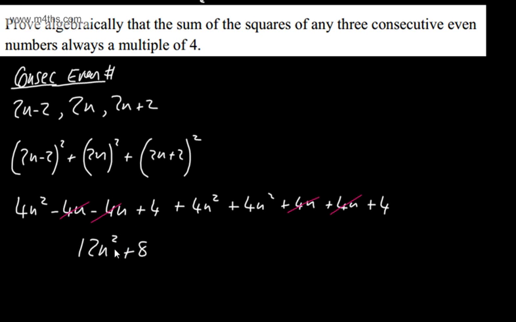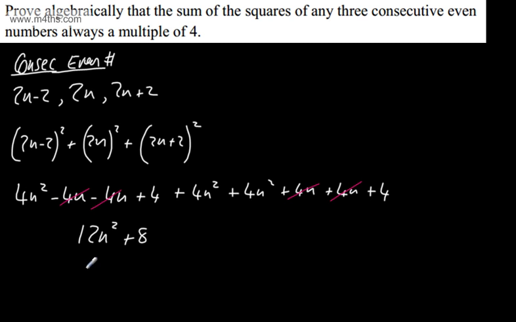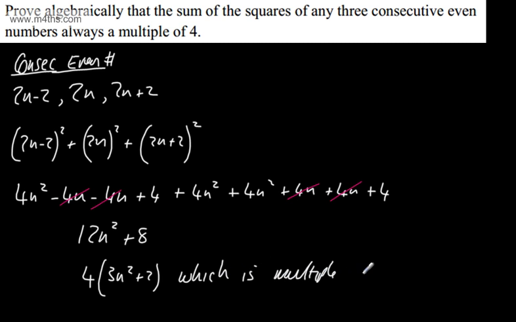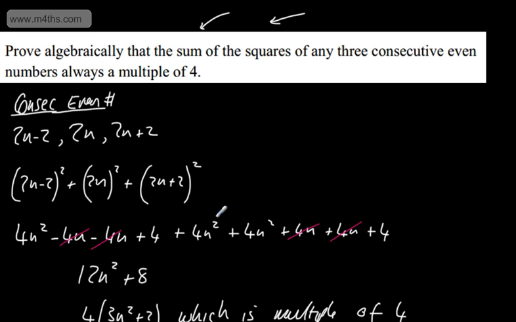So we can factor this, taking out the factor of 4, we can have 3n squared plus 2, which is a multiple of 4. And we're going to write therefore, and we'll just conclude our statement. So that one's done, all sorted, and we've done it with that particular approach. I think we've got one more that we could look at, so let's have a go at one more.